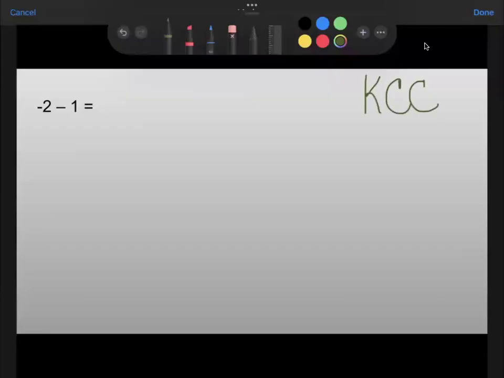Keep, change, change means that I'm going to keep the first integer the same. So I'm going to rewrite -2 right there. I'm going to change from subtracting to adding. And my second change is I'm going to change the sign of the second number. So that's going to go from being a positive 1 to a -1. Then I'm going to use my adding integers rules to add those together.